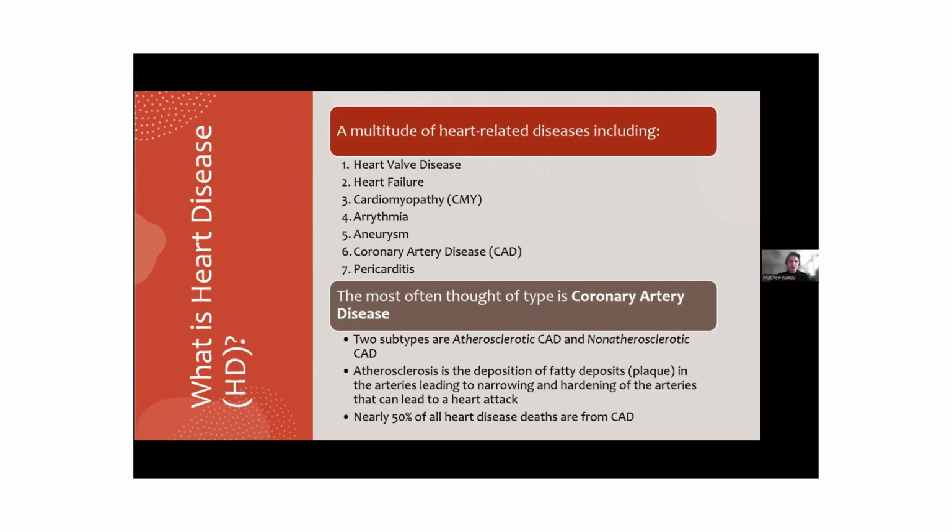So typically, when we discuss heart disease, the most commonly thought of is coronary artery disease. That's the narrowing of the blood vessels for the heart, and there are two types. We have atherosclerotic coronary artery disease, or non-atherosclerotic coronary artery disease. Atherosclerosis is the deposition of these fatty deposits, also termed plaque, in the arteries, leading to narrowing and hardening of the arteries that can lead to a heart attack. Nearly 50% of all heart disease deaths are from coronary artery disease, so it is one of the most common forms.